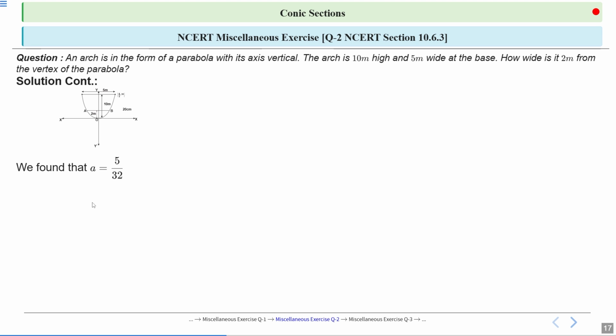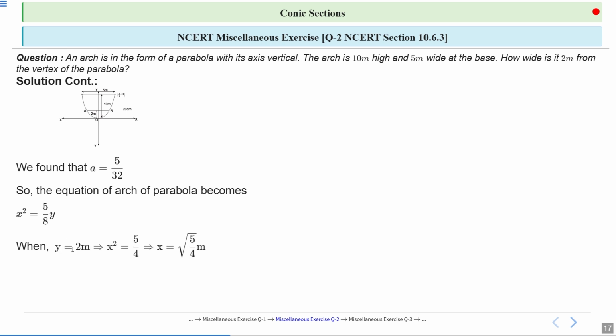So we found that a is equal to 5 upon 32. So the equation of the arch of parabola becomes x square is equal to 5 by 8 times y. When y is equal to 2 meter, then it implies x square is equal to 5 upon 4, and it implies x is equal to square root of 5 by 4 meter.